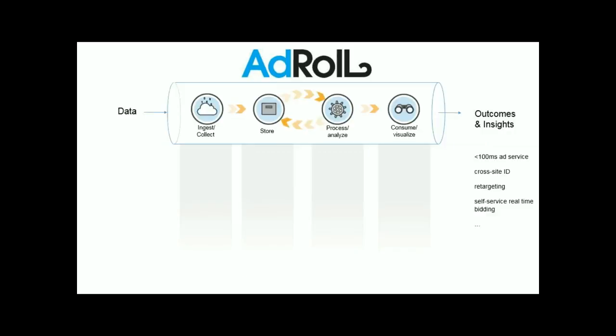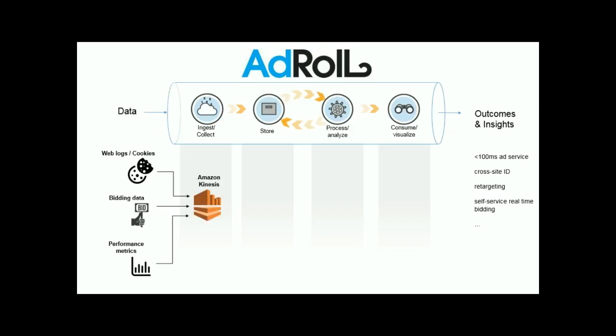So again, we see this layout where they first started with the outcomes and insights that they desired. The number one outcome was they had to have an ad service that responded in less than 100 milliseconds. They had to create things like cross-site IDs, and they wanted to provide effective retargeting. They also needed to have, for their customers, the advertisers, a self-service real-time bidding system. So they went back to the data that they had available, which is their web logs, their cookies, the bidding data, and then the actual performance metrics of the site, which in order to operate at sub-second performance levels, you had to really constantly be monitoring and assessing that data.